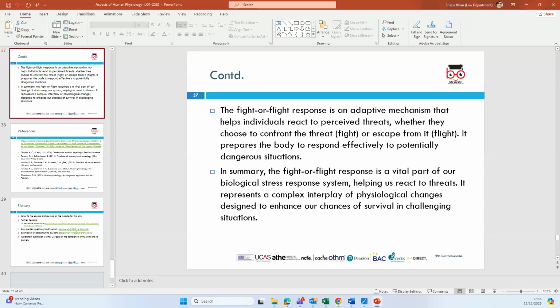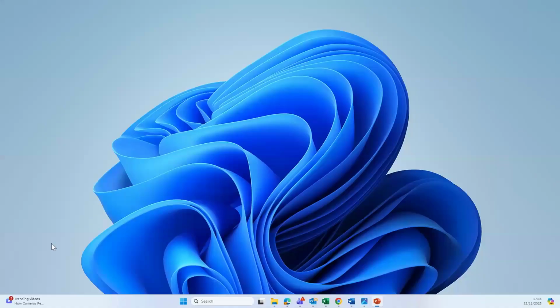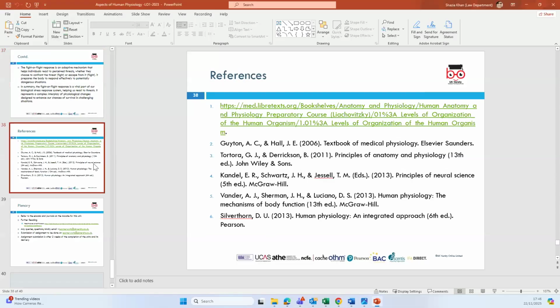So that is learning outcome one. Have you got any questions? So these are some of the responses, the references used that you could refer to when looking at elements of learning outcome one. In learning outcome one, we looked at elements of understanding the human body.